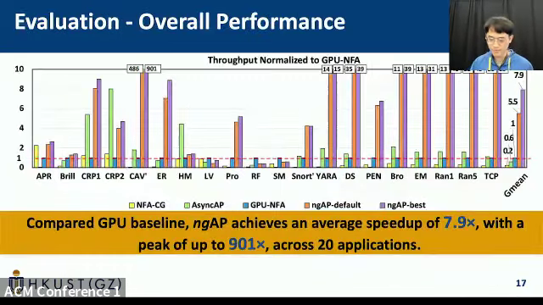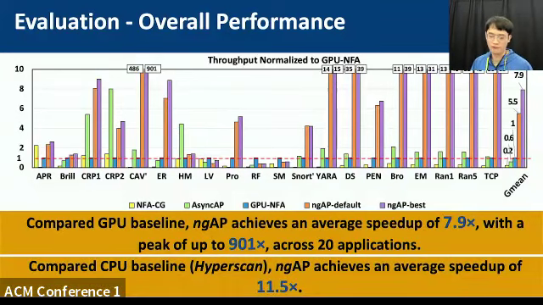For the overall performance, NGAP significantly outperforms other designs. Compared to the GPU baseline, NGAP can achieve about 7.9 times speedup, and up to 900 times speedup across 20 applications. And for the CPU baseline Hyperscan, which we don't put in this figure, NGAP can achieve about 11 times speedup.